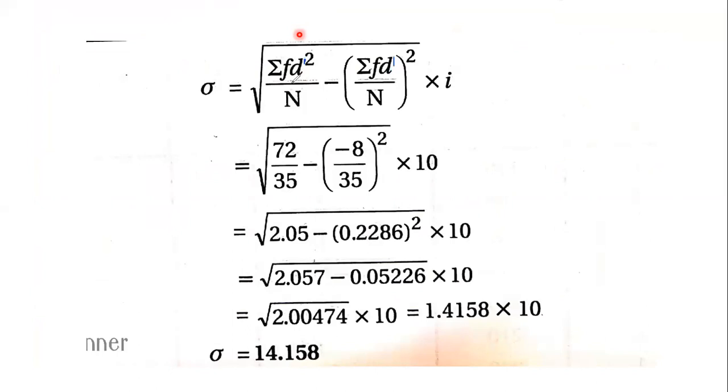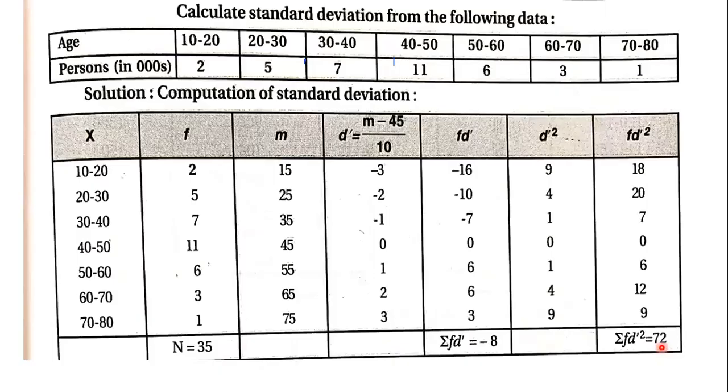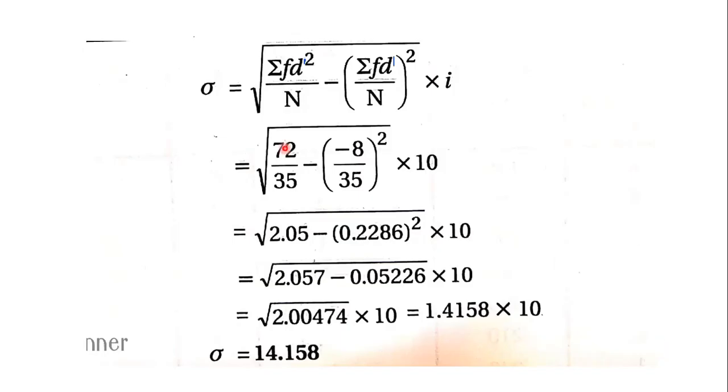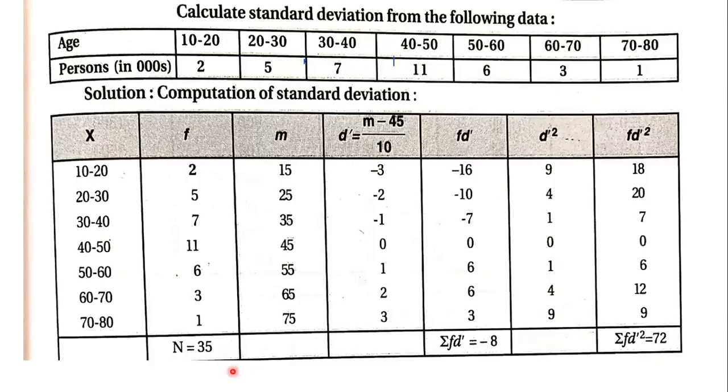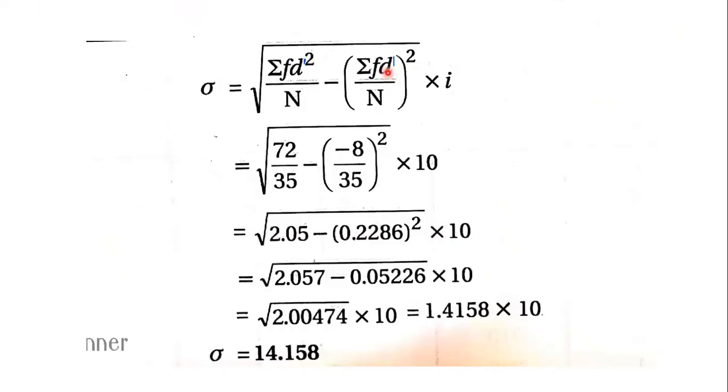The number of FD dash square was 72. So 72 divided by 35 minus, FD dash was minus 8, so minus 8 divided by 35. How did you get 35? The total of frequency is 35, so that is considered here. So 72 by 35 minus 8 by 35 whole square.